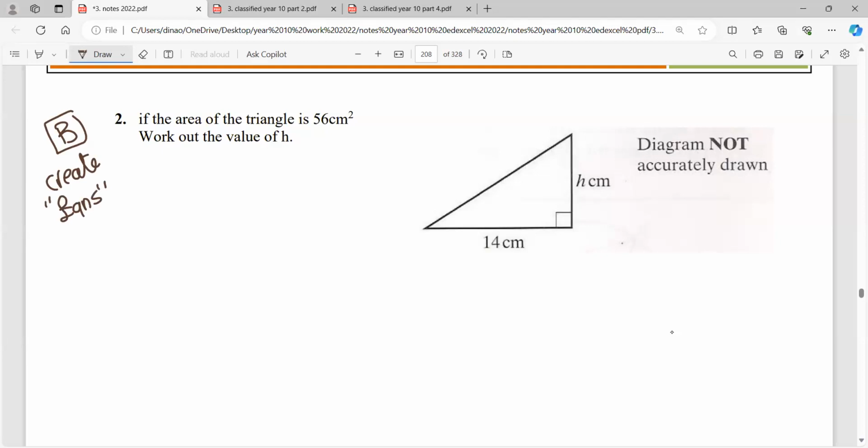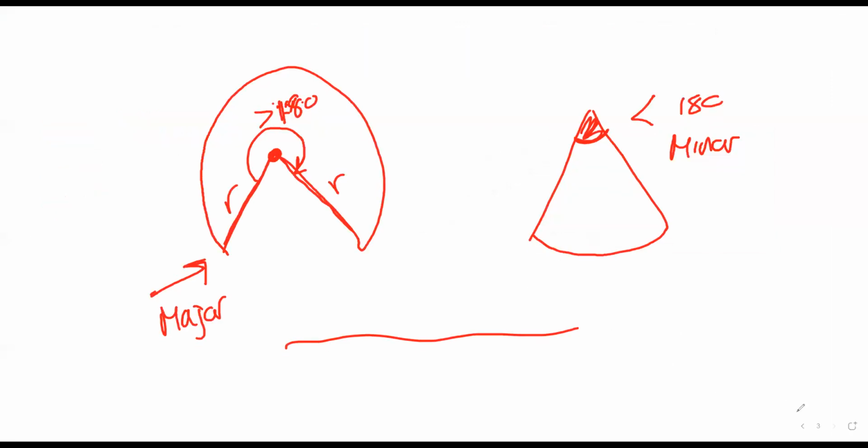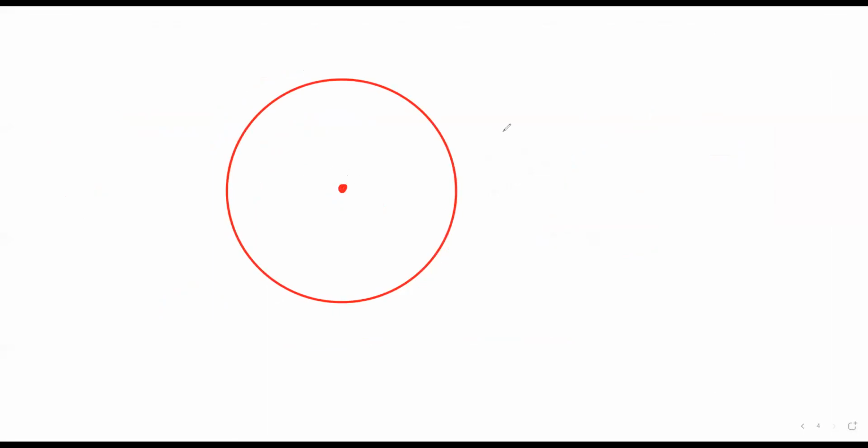Let's go back to the whiteboard. Okay, let's use the smart pen and draw a circle. Very nice. Okay, and let's assume that this is the center over here.